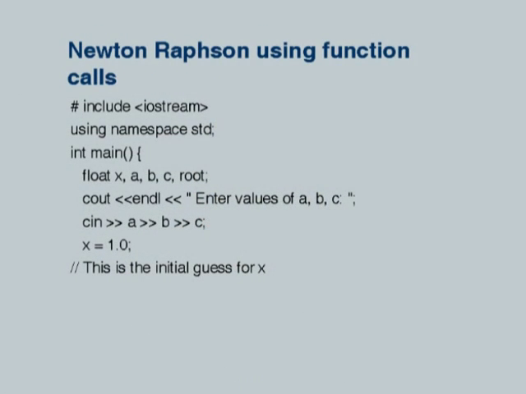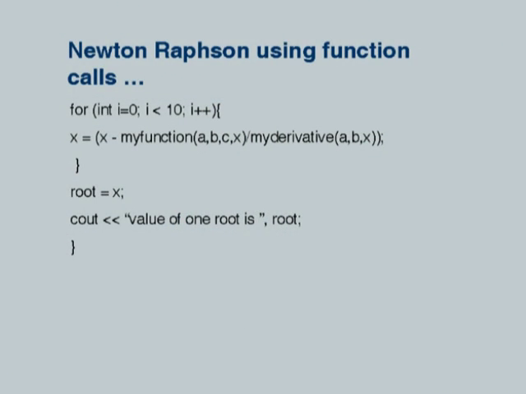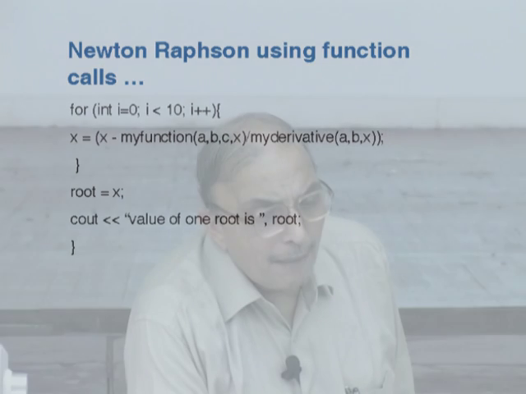So this is the main program. All of you are familiar with this. Here I have defined x, a, b, c as floating point variables, also a value root. I am saying cout, enter values of a, b, c, and then I input a, b, and c. And I start with an initial guess of 1.0. This is the initial guess for x. Now I say for int i equal to 0, semicolon, i less than 10, semicolon, i plus plus. What does this for instruction do?